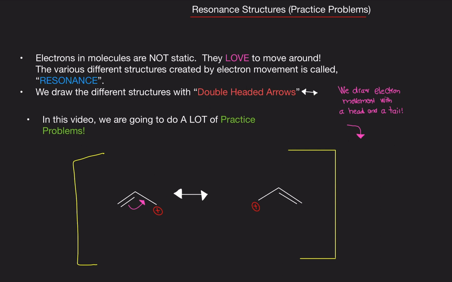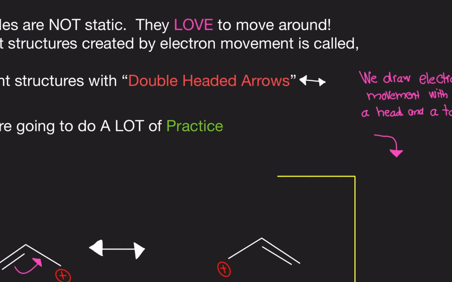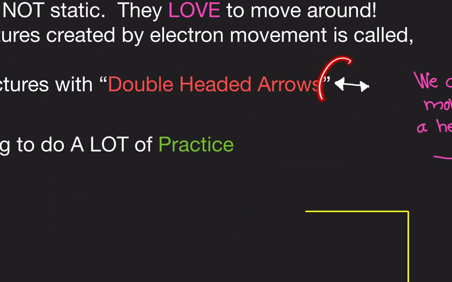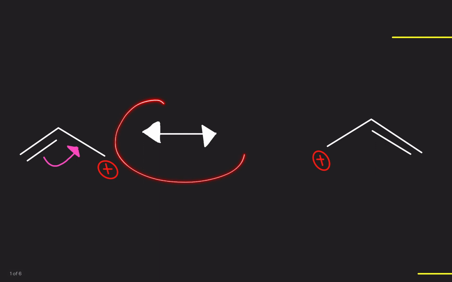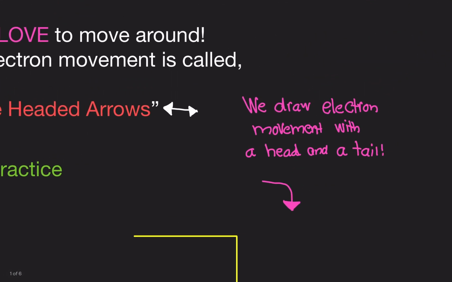So we draw different resonance structures with double-headed arrows, just like this, and just like here. We draw electron movement with a head and a tail. The head of the arrow tells us where the electrons are going to. What's the destination? The tail is telling us where it's coming from.